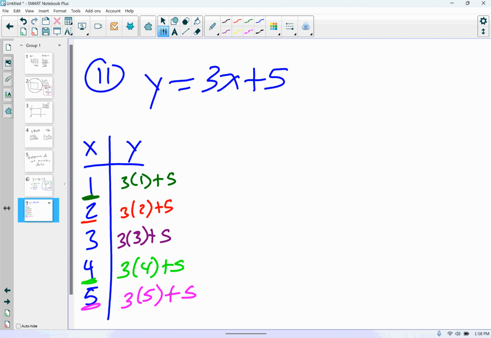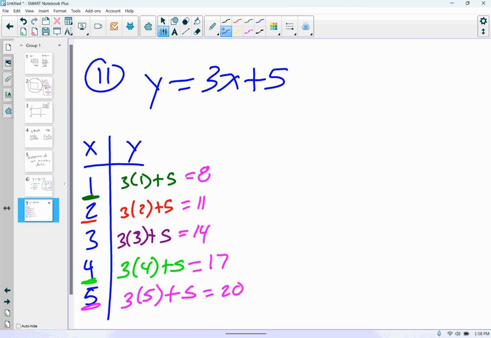Okay, do you see how the 1 went in for the x, then the 2 went in for the x, 3, so on and so forth? And then you just have to do the arithmetic. So 3 times 1 is 3 plus 5. This gives me an answer of 8. 3 times 2 is 6. 6 plus 5 is 11. 3 times 3 is 9. 9 plus 5 is 14. 3 times 4 is 12. 12 plus 5 is 17, and 15 gives me then 20.